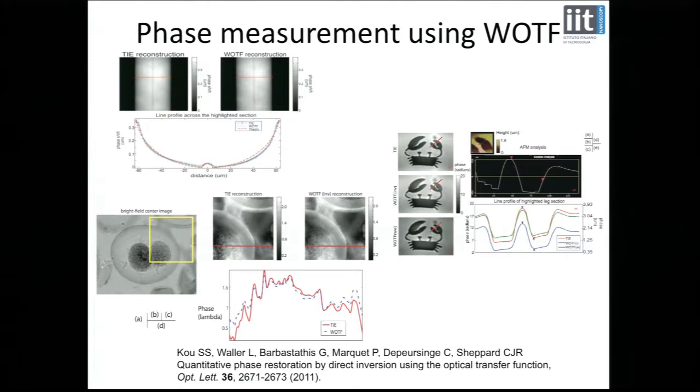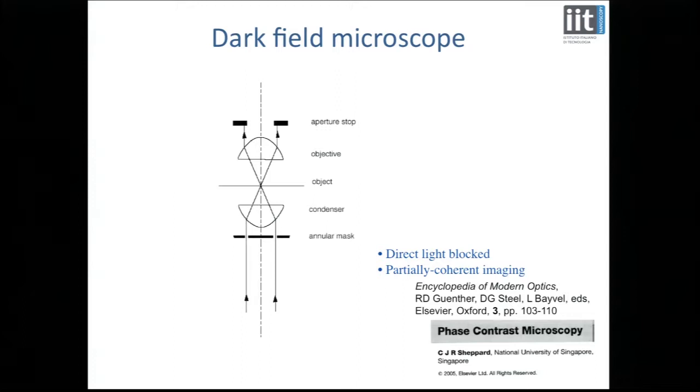Dark field microscope. Now, dark field microscope is not really phase contrast, but it's got a lot of similarity and does, in fact, give some information from phase. So for dark field microscope, all you do is you put in an annular mask on the illumination side, and then an aperture stop so that the direct light doesn't get through.